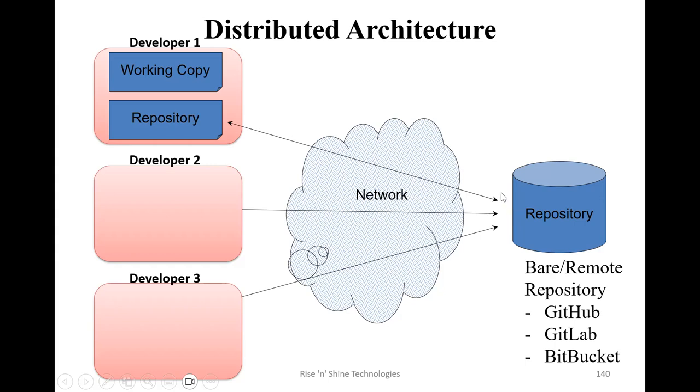If the developer has modified any code, created new files or updated any files, the process to update the remote repository is: first he has to commit to the local repository, which is available on his developer system itself. Once it is updated in the local repository, only then can you push to the remote repository. Here we are talking about the push operation.